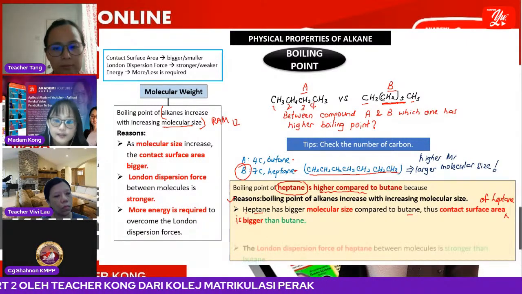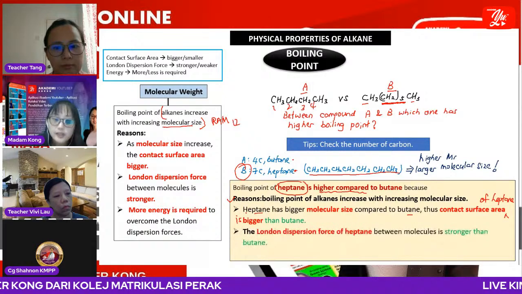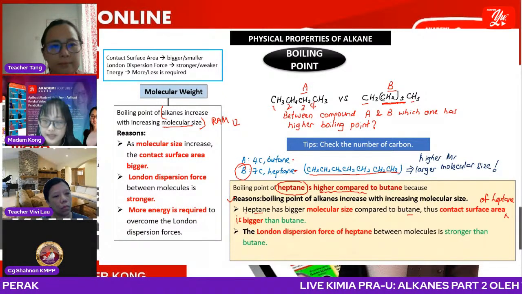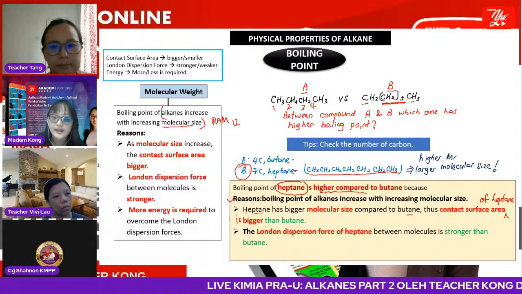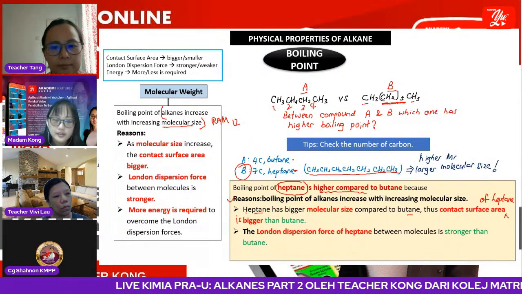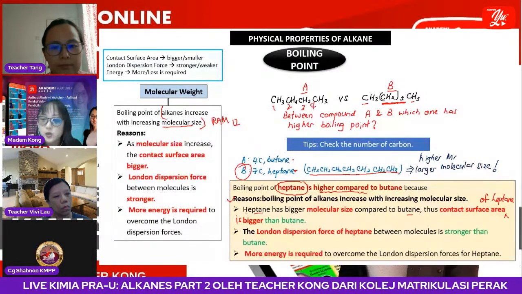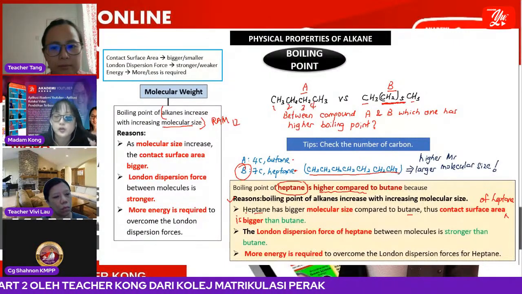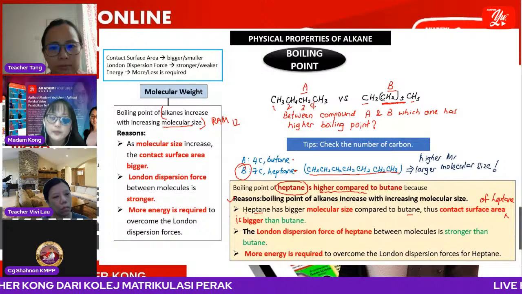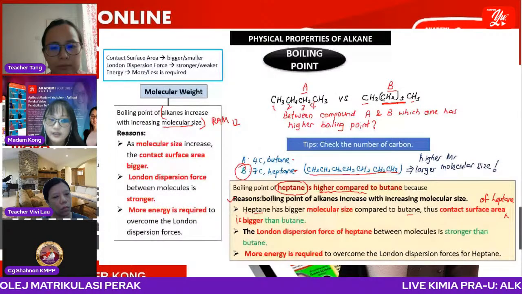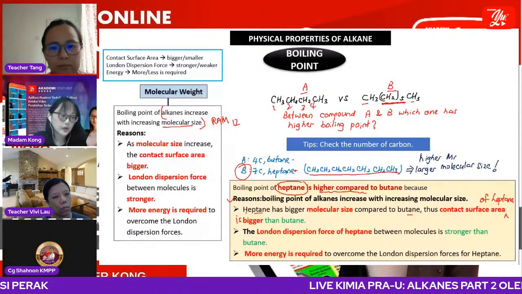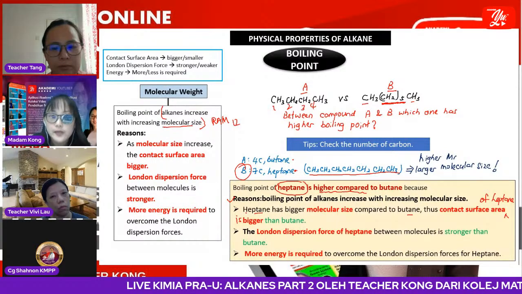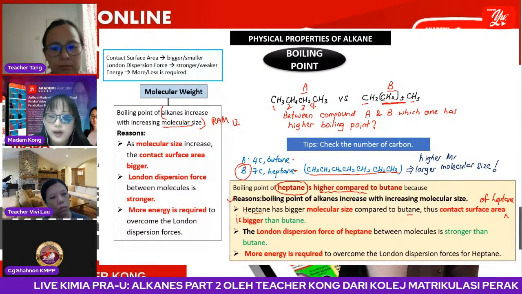Next, about the forces. The London dispersion forces of heptane between molecules are stronger than butane. And then next, about the energy. So more energy is required to overcome the London dispersion forces for heptane. You can continue, compare with butane. Get it? I hope you all can understand this part. This is how we answer questions related to the physical property, boiling point of alkane.